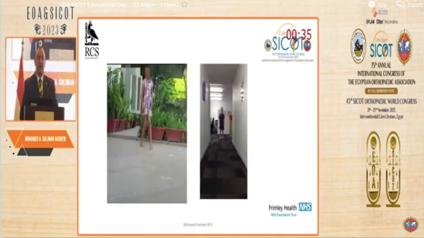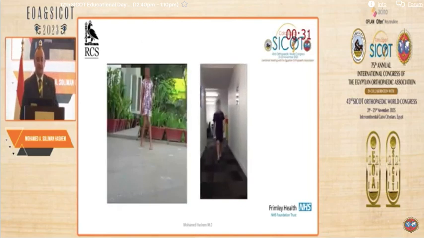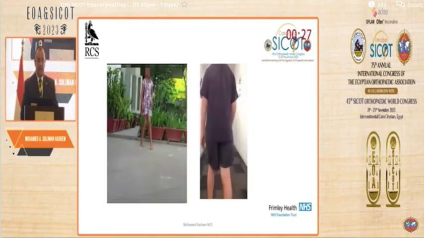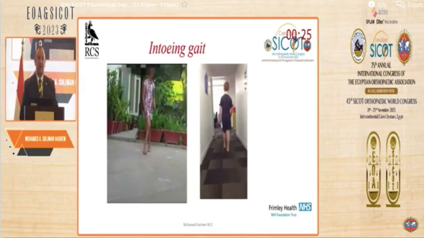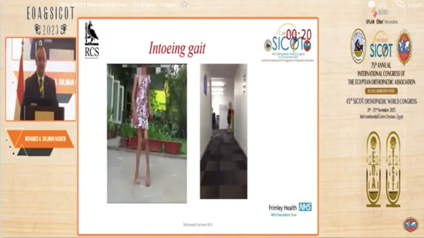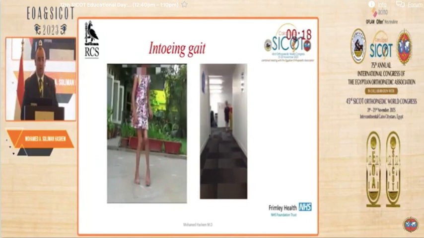So on the right side, you can see just the habitual in-toeing, which is a very simple rotational profile problem. And on the left side, you can see the malignant one, which has a miserable malalignment with both patellae not looking forward, looking internally, and both feet are looking internally.